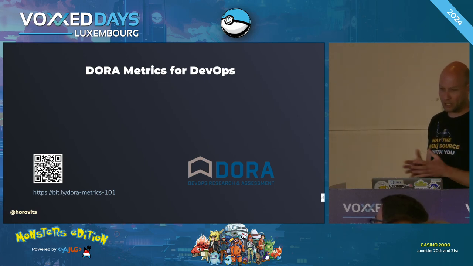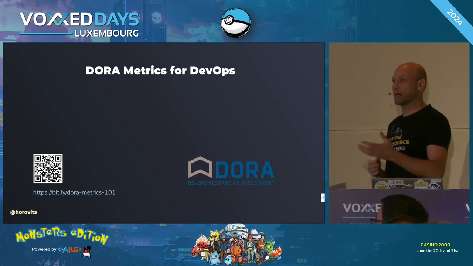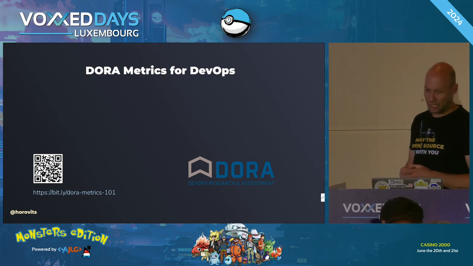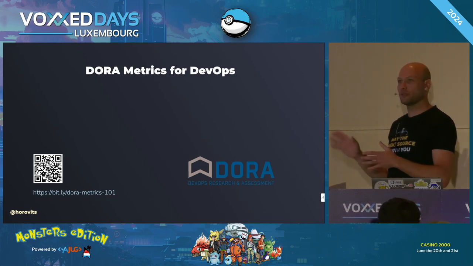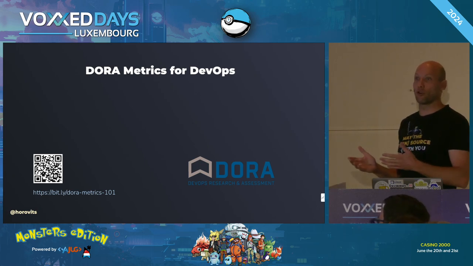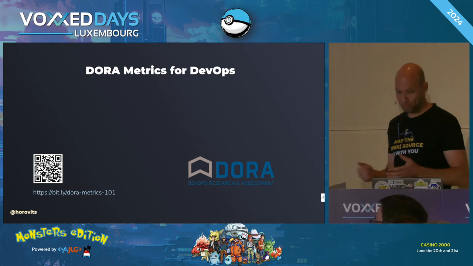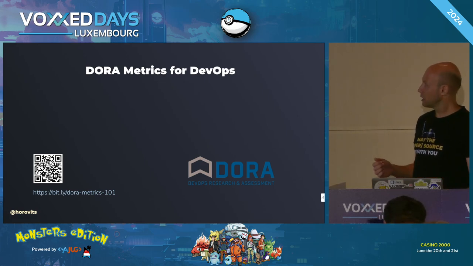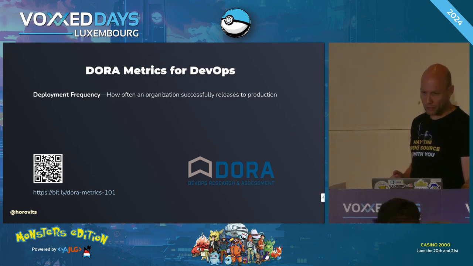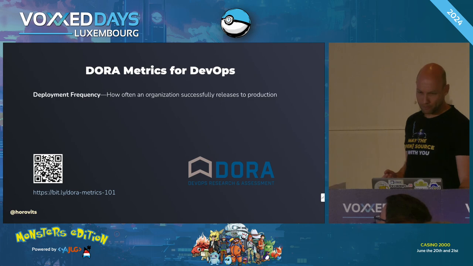So it started as research back in 2018. They published a famous book known as the Accelerate book, in which they identified essentially four different metrics that indicate the performance of software development teams. So going over them very quickly, the first one is the deployment frequency. And deployment frequency is essentially how often an organization successfully releases to production.